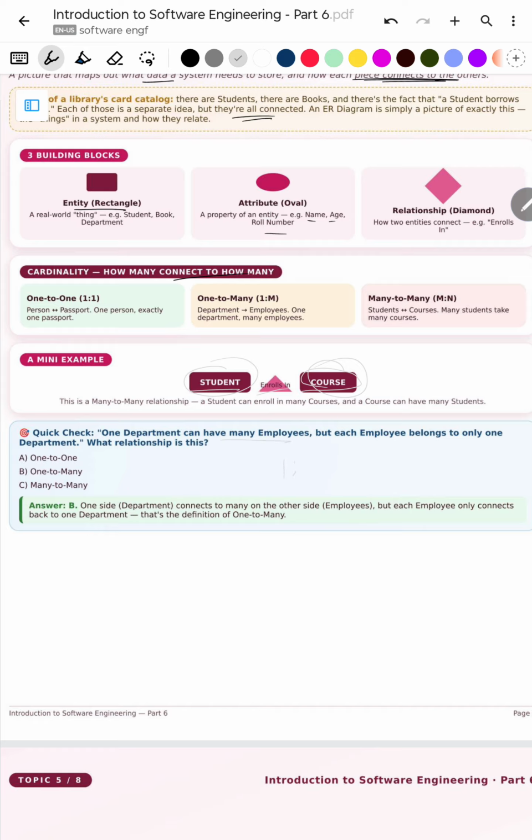Okay. One department can have many employees. Yes, that's 1 to many. But each employee belongs to one department. Each employee, what are they trying to say? One department is there and there are many employees. But each of these employees belong to one department. So what is it? It is 1 to many.